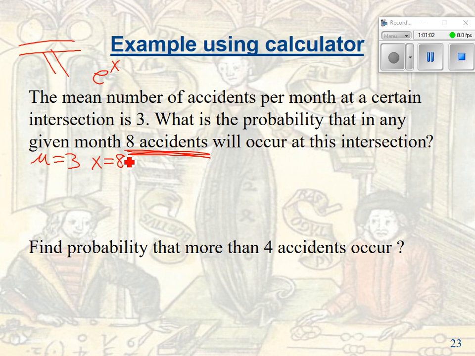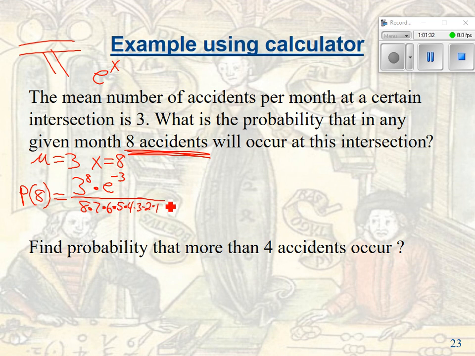If we use the formula, somebody help me out that's got the formula written down there. Probability at 8, what is it? It's the mean, 3, to the X, so 8. 3 to the 8th power, e to the minus 3, over 8 factorial. So 8 times 7 times 6 times 5 times 4 times 3 times 2 times 1.